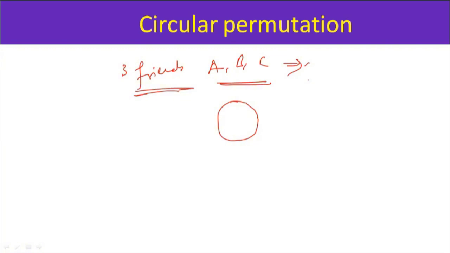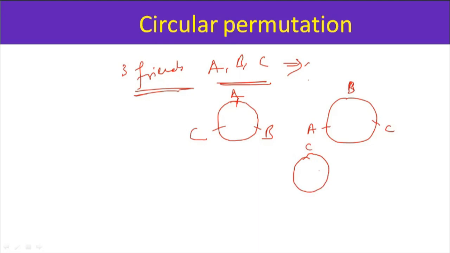Shrijan, can you please explain what these 3 cases would be? You said 3 cases. Please unmute and tell me. Sir, one will be A sitting on the top and B on the right side and C on the left side. And the next would be B sitting on the top, A on the left, and C on the right. And then the third would be C sitting on the top, B on the left, and A on the right.